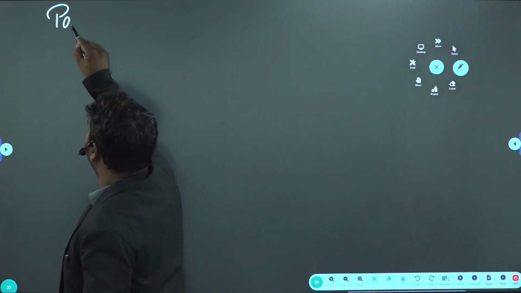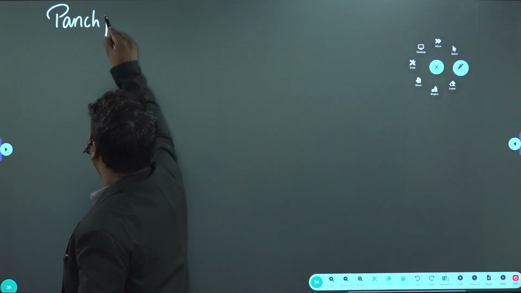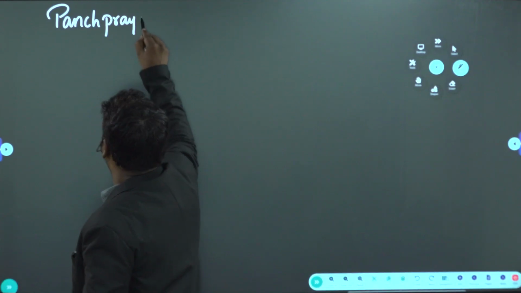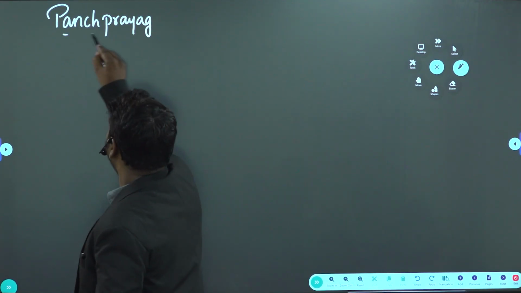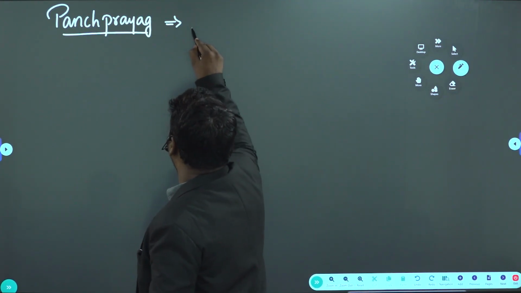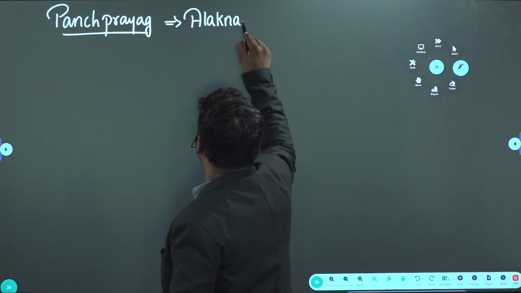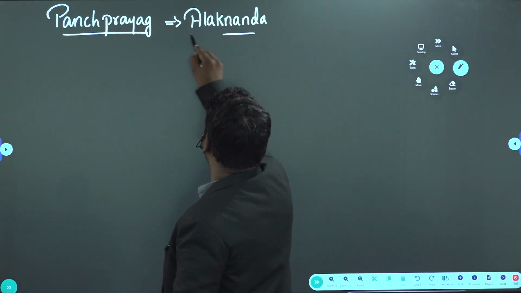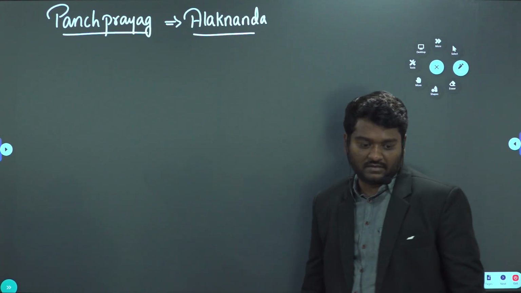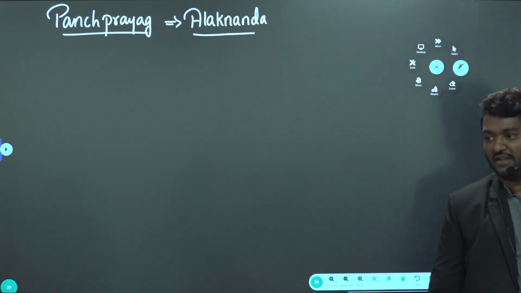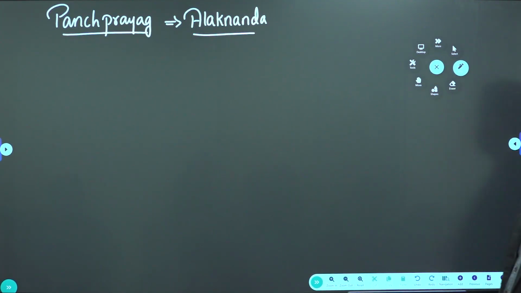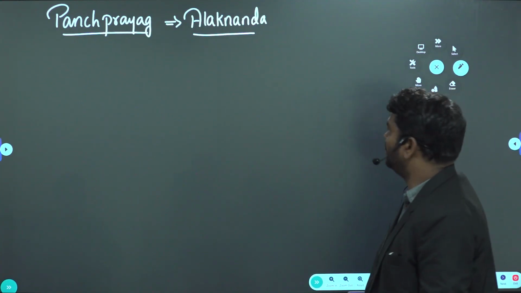Remember, when we say Panchaprayag, all of this is associated with Alaknanda river. Remember, this is associated with Alaknanda river, not with Ganga. Panchaprayag is associated with Alaknanda.